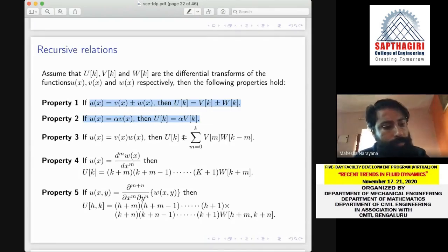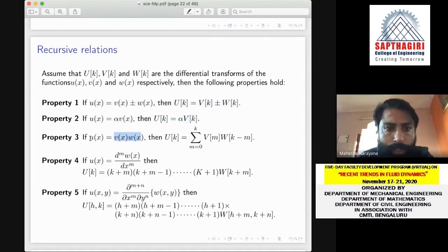And property 3, if the function u is written as a product of two functions, v and w, then the transform of u is given by the summation. So this is one of the important properties which will be used to handle algebraic nonlinearity. So the algebraic nonlinearity can be handled using property number 3.